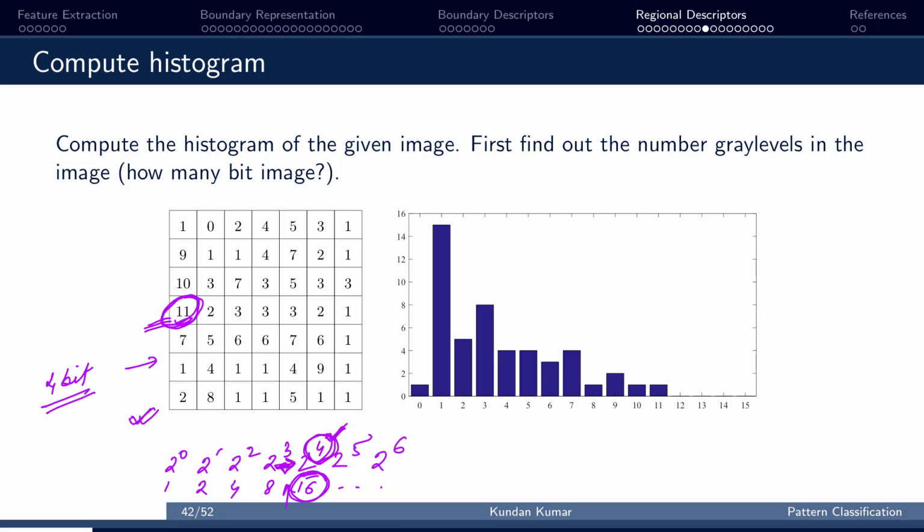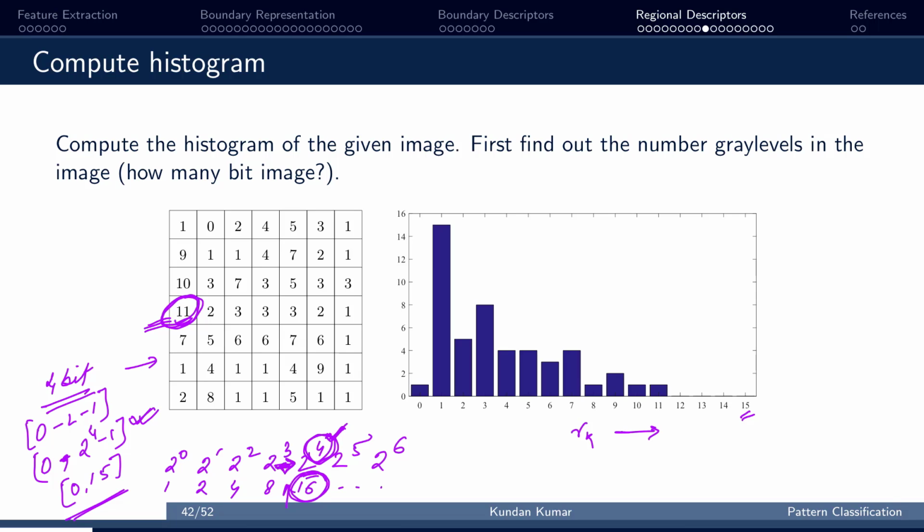So our intensity value will vary from 0 to L minus 1, and it will be 0 to 2 to the power 4 minus 1, that is 0 to 15. That is why on the x-axis we have r_k, and the intensity value is varying from 0 to 15. Okay, the next step is to compute the histogram, that is the frequency of occurrence of the intensity values.